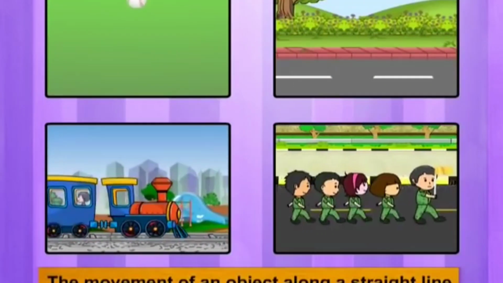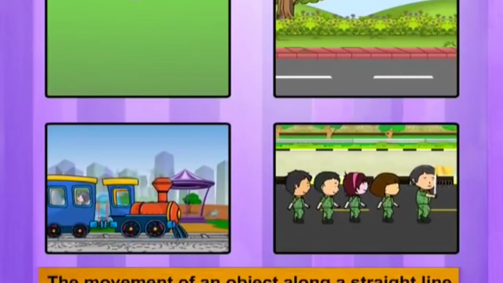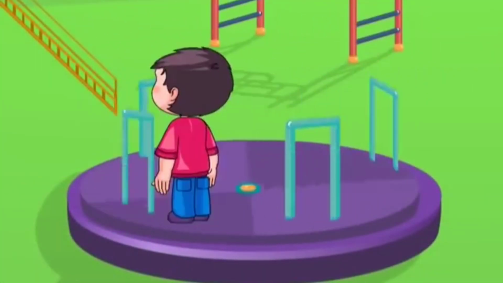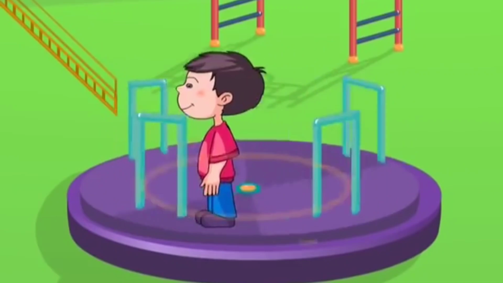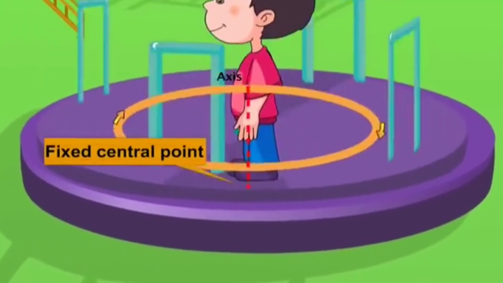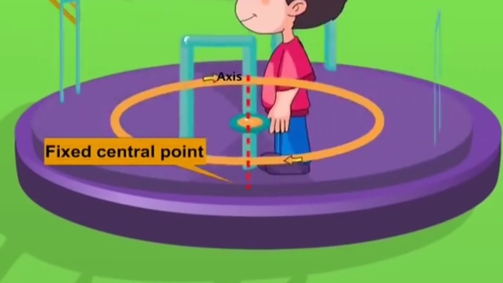Such a motion where an object moves along a straight line is called rectilinear motion. Now look, the little child on the merry-go-round is moving along a circular path. The center point of the merry-go-round remains fixed. The merry-go-round moves around an axis passing through this central point.